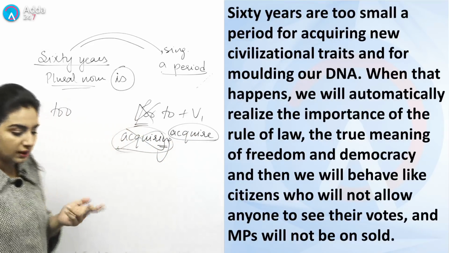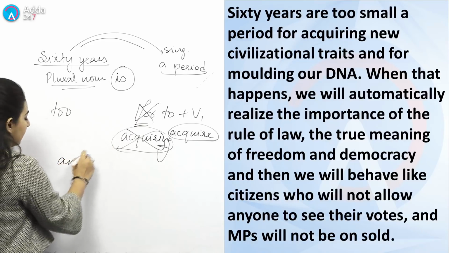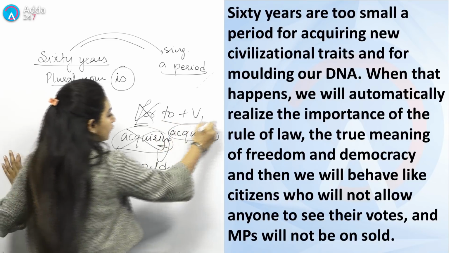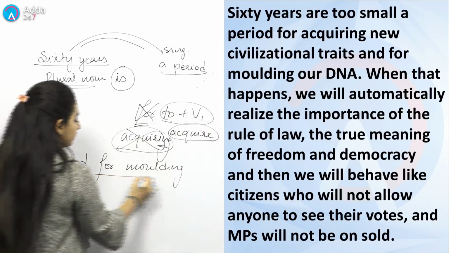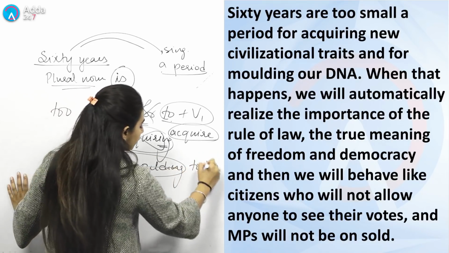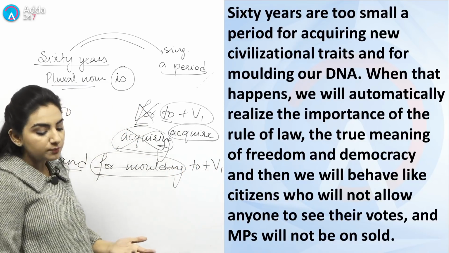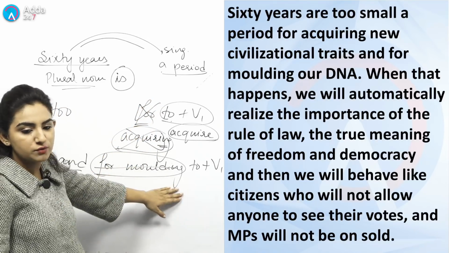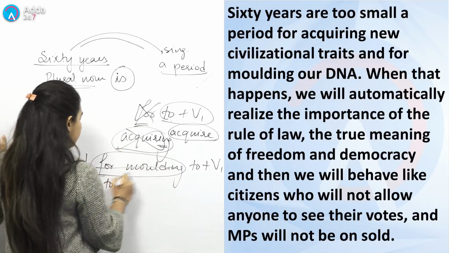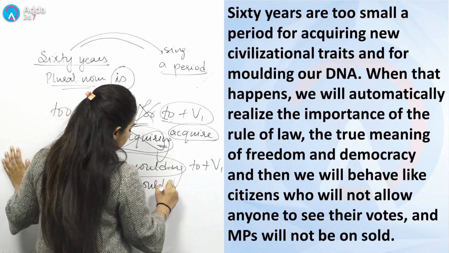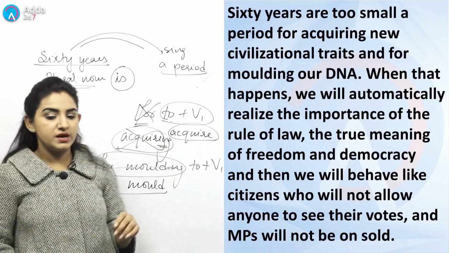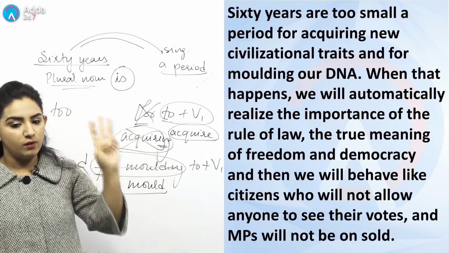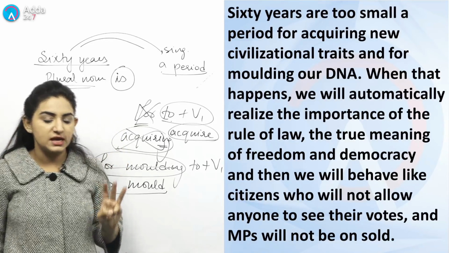Again, after "to" and, the "for molding" that is given will also be incorrect, because we have to follow this. And after "and", this will also follow "to" plus v1, right? If this is in "to" plus v1, I told you after "and" this will also be in "to" plus v1. That means in place of "for" you use "to", and in place of "molding" you use "mold". Okay?